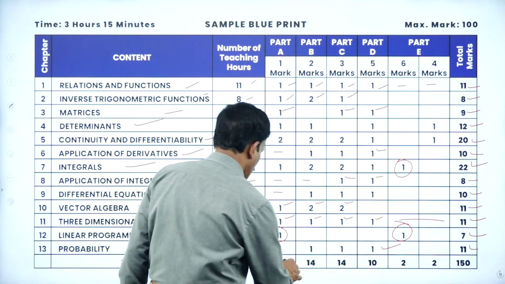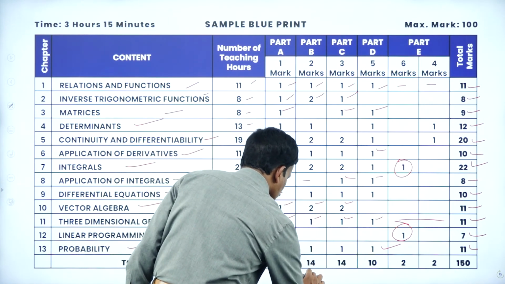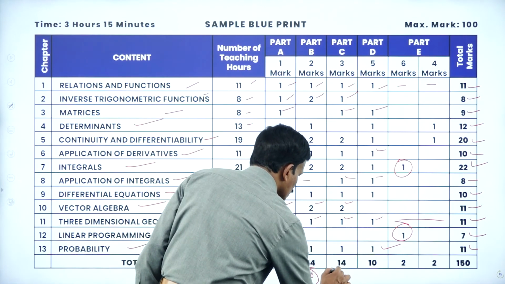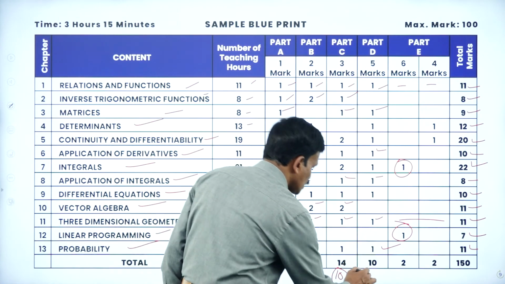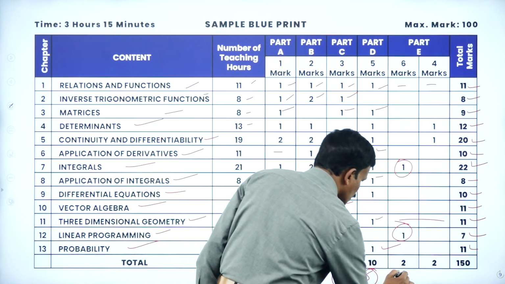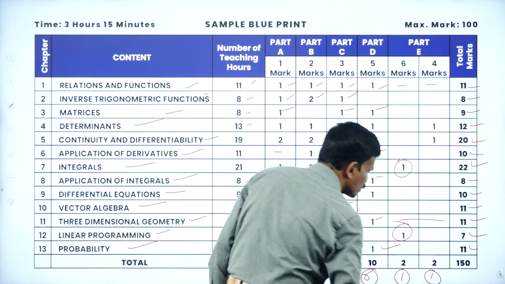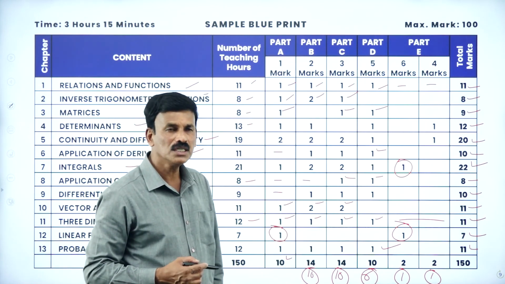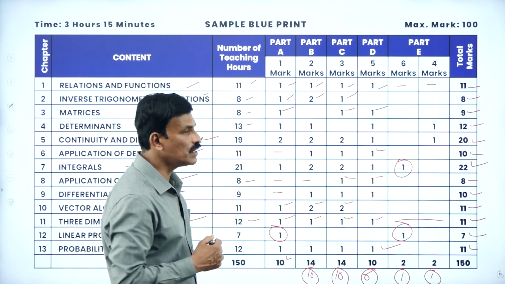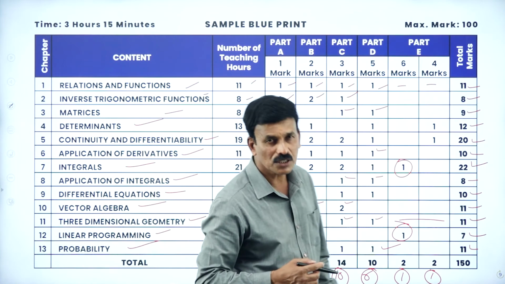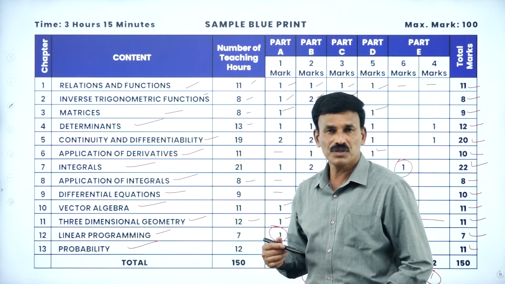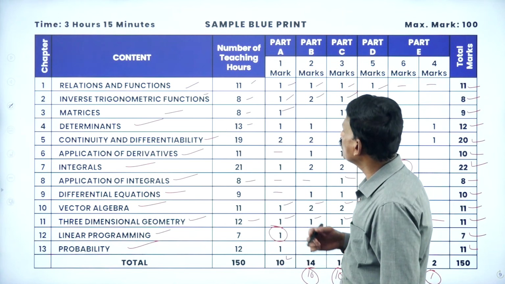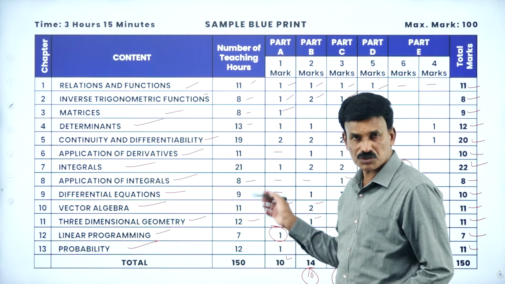So here all 10 questions, here 10 out of 14, here 10 out of 14, here 6 out of 10, here 1 out of 2, here also 1 out of 2. So this is what you are going to answer. Okay. So this is the sample blueprint for the question paper pattern for this academic year. So that's all regarding this question paper pattern.